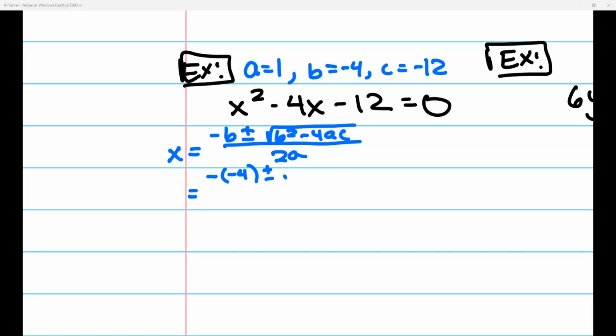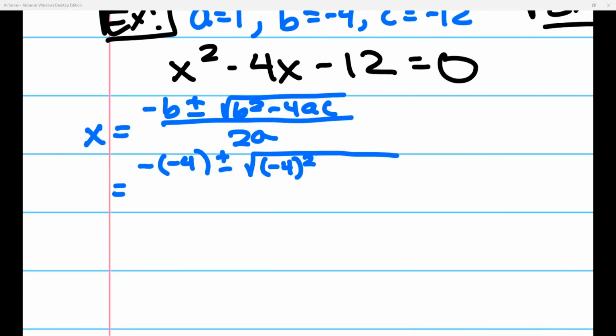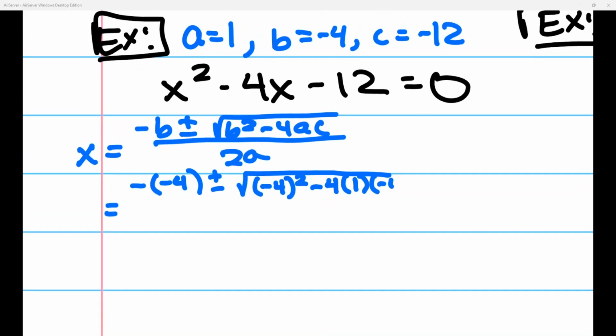Plus or minus the square root of b squared. I'm going to put this in parentheses. It is extremely important that you put that in parentheses when you use your calculator. That's going to be (-4) squared minus 4 times my a value, which is 1, times my c value, which is -12, all over 2 times my a value, which is 1.